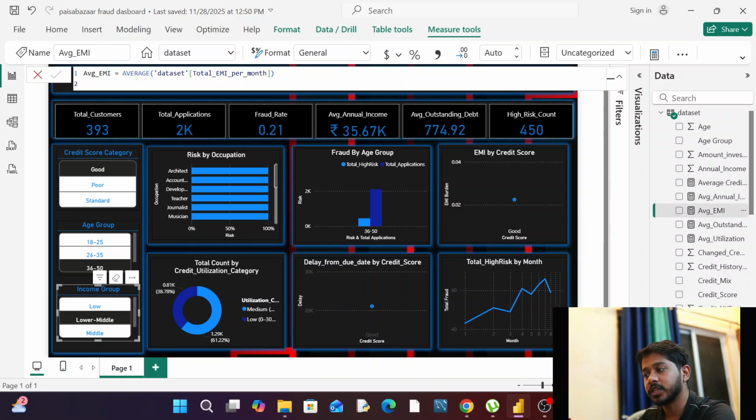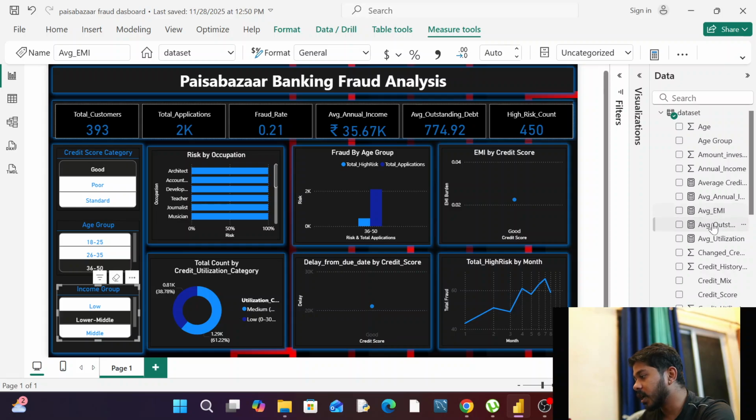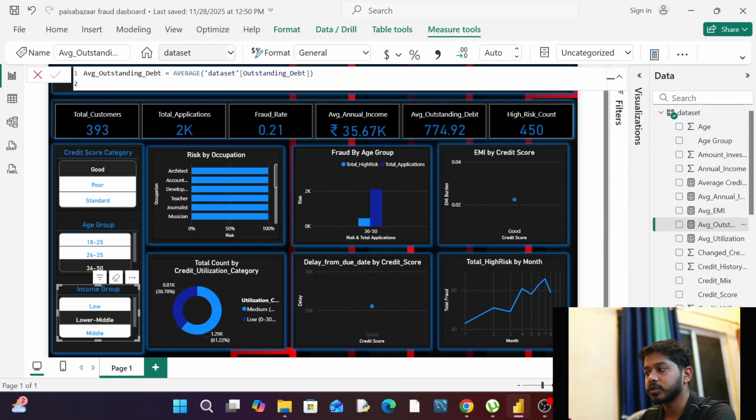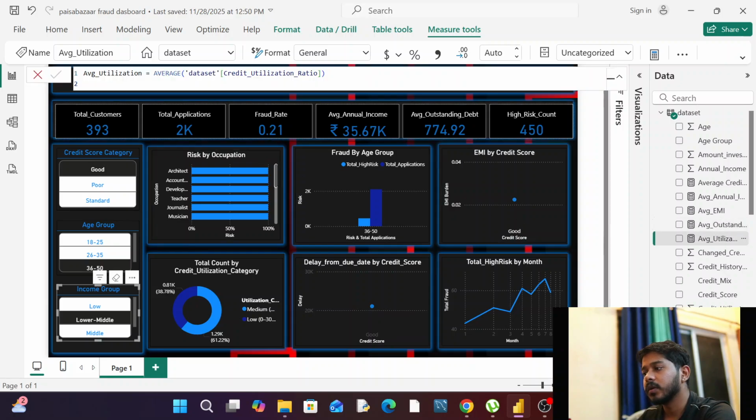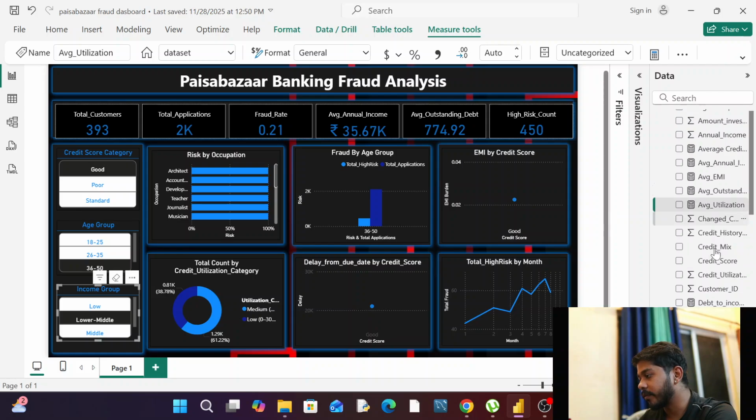Next measure was the average EMI. In the same way, we took the average of the total EMI per month column that we had. Fourth is the average outstanding debt. Here also the same thing: we took the average function, and from the data set we took the outstanding debt column, and we got the average outstanding debt. Fifth is average utilization ratio. From the credit utilization ratio column, we took the average of that column, and we got the average utilization.